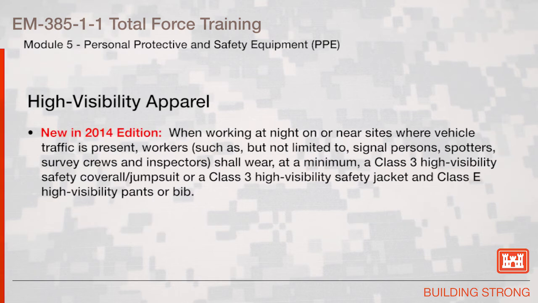New in the 2014 edition, when working at night on or near sites where vehicle traffic is present, workers such as, but not limited to, signal persons, spotters, survey crews, and inspectors, shall wear, at a minimum, a Class 3 high visibility safety coverall or jumpsuit, or a Class 3 high visibility safety jacket and Class E high visibility pants or bib.